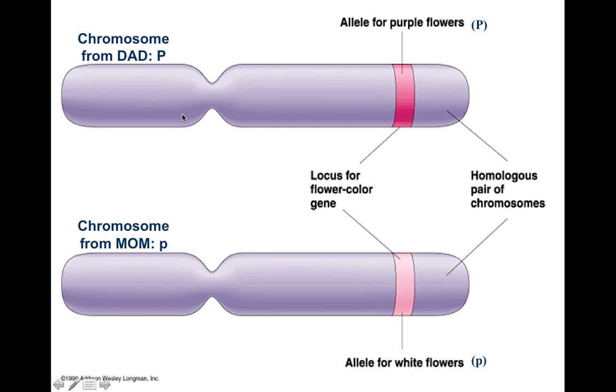Another way to look at it, right? So here are 2 homologous chromosomes. This one came from dad, this one came from mom. Same location for pea color, on the same homologous chromosome. All right, so same locus. But mom and dad are giving slightly different variations on that trait. Why does this matter?